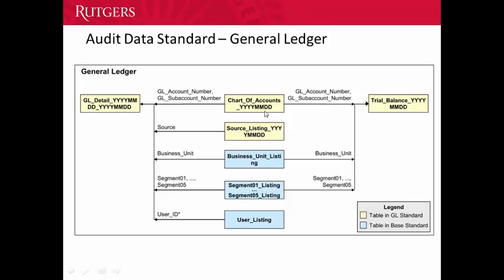And all those 7 tables are linked with each other using a common field. For example, here, this table and the chart of accounts table are linked with each other using GL account number and the GL sub-account number. So here are other common fields that you can see. They link those tables with each other.